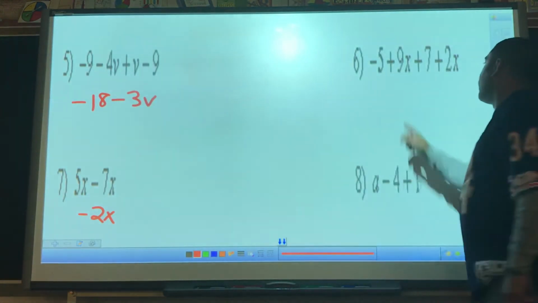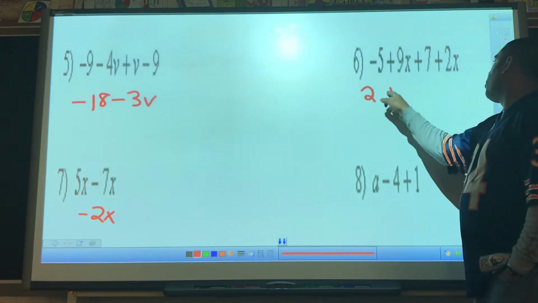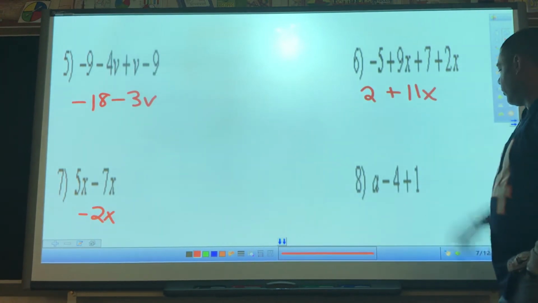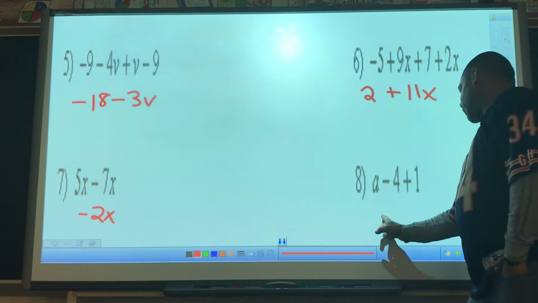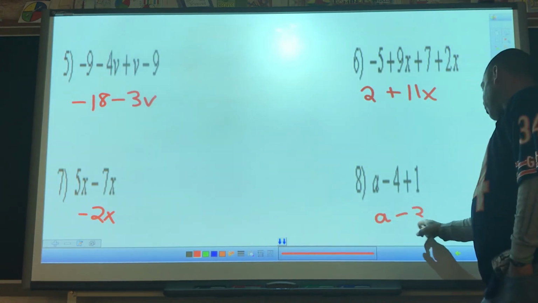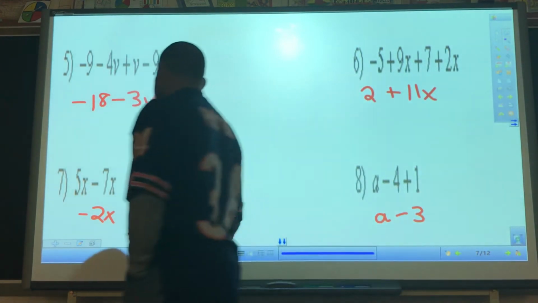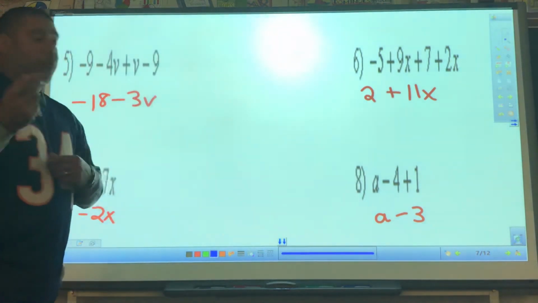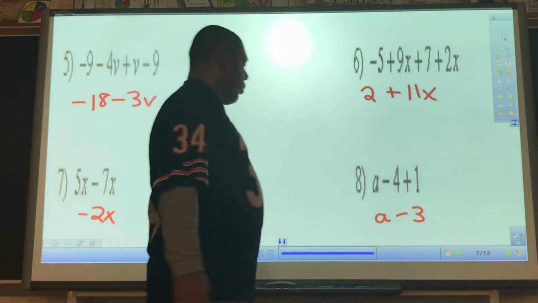Number 6, I should have 2 plus 11x. And the last one, I should have a minus 3. Now, I probably should have mentioned this earlier, but every once in a while, we're going to have things mixed around in a different order.